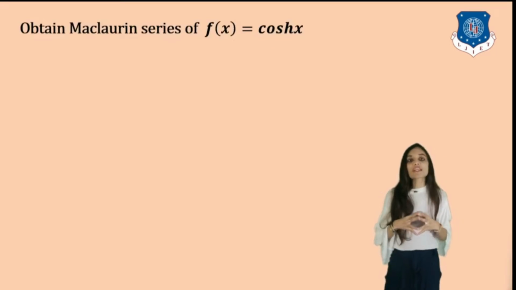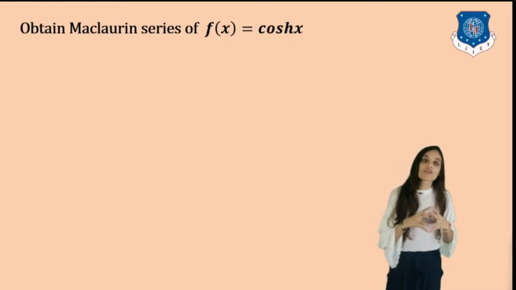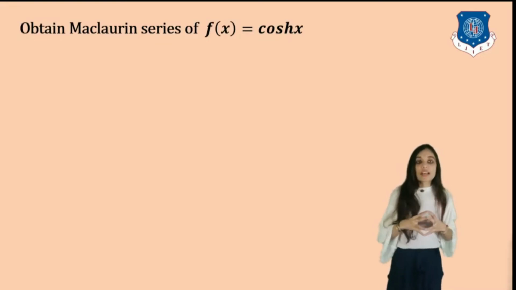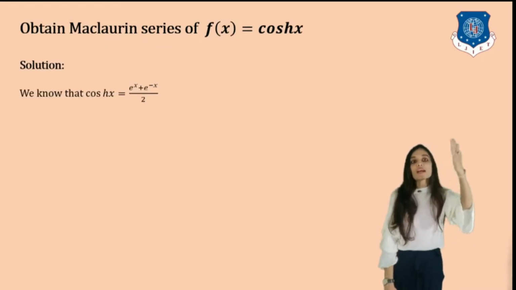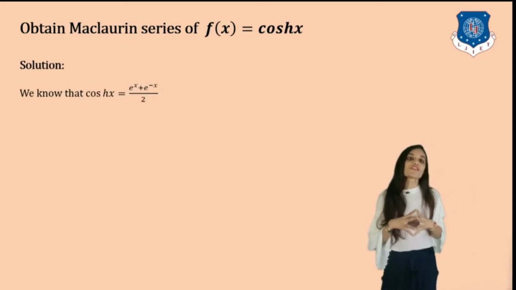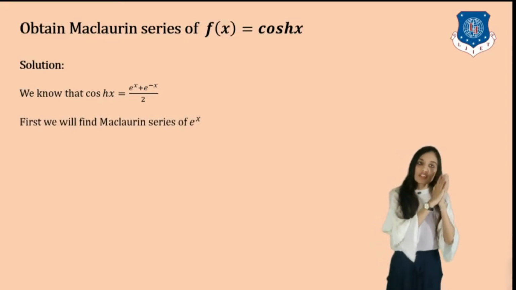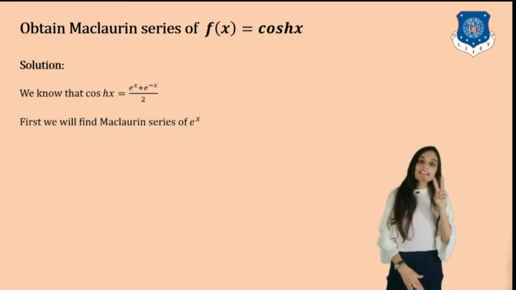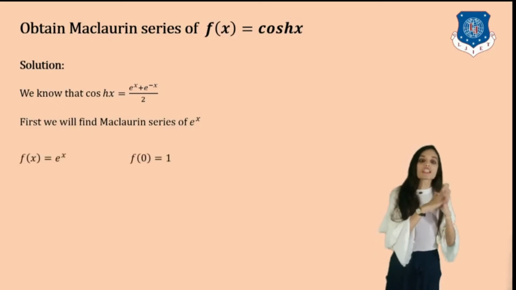Now next, let's begin with one more example, that is, we have to obtain the Maclaurin series of f of x is equal to cos hx. Now what is cos hx? Cos hx is equal to e raised to x plus e raised to minus x upon 2. So firstly we will find the Maclaurin series of e raised to x, then the Maclaurin series of e raised to minus x, add the two and divide by 2. Let us begin to find the Maclaurin series of e raised to x.